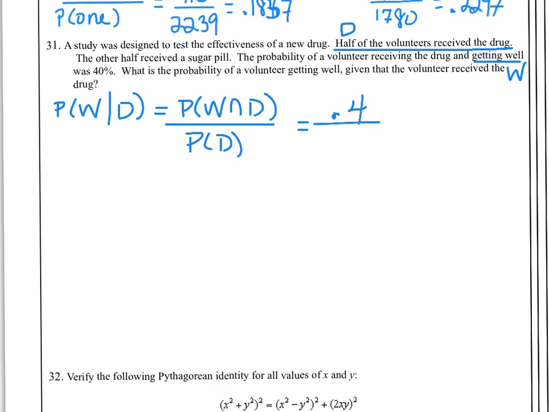Now, then we want this to be over the probability of receiving the drug. Well, the probability of receiving the drug would be 50% because half of the volunteers receive that drug. So we put 0.5 right here, and then we can reduce that. It doesn't say how to leave your answer. The most exact form, obviously, is to leave something as a fraction, so that's what I would do.